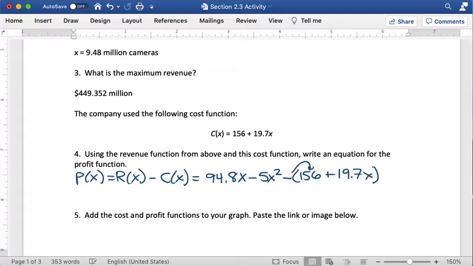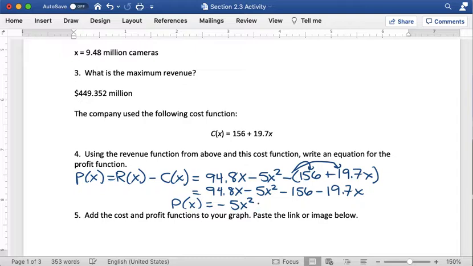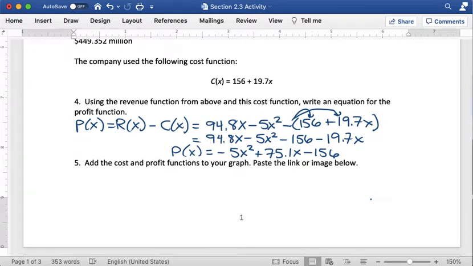I distribute this minus sign. And then I can combine like terms and put everything together. It's the same profit function that we found in the last activity: negative 5x squared plus 75.1x minus 156. Okay. And then question 5 is asking me to add the cost and profit functions to the graph.